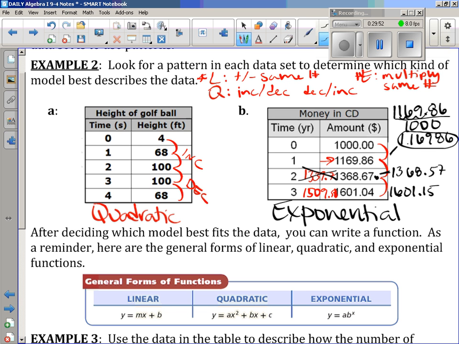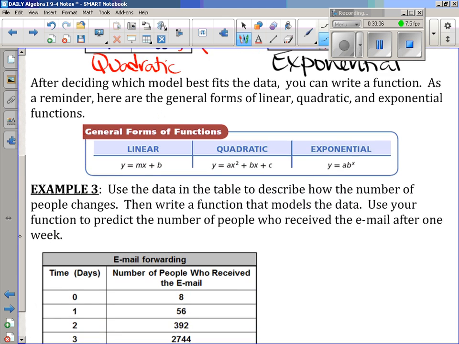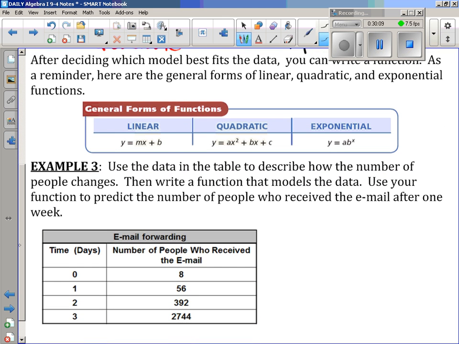So last piece that we're going to add to this is writing the function, actually writing the function once we determine what type we're looking at. So if I look, here's the general form of a linear, y equals mx plus b. We talked about that at the beginning. And you may have forgotten, but this is what the general quadratic looks like, ax squared plus bx plus c. And then this is generally what an exponential function looks like.